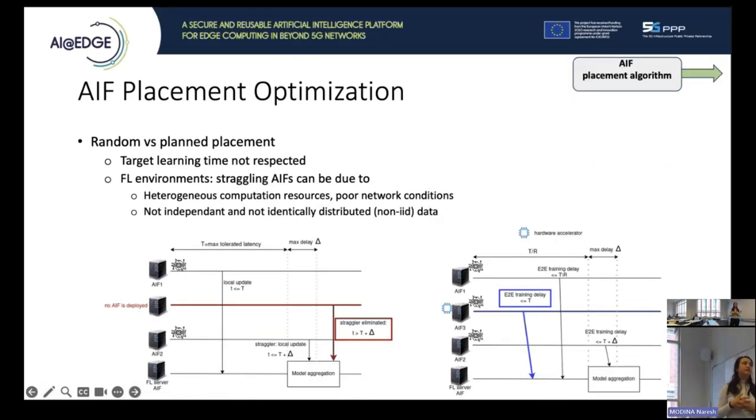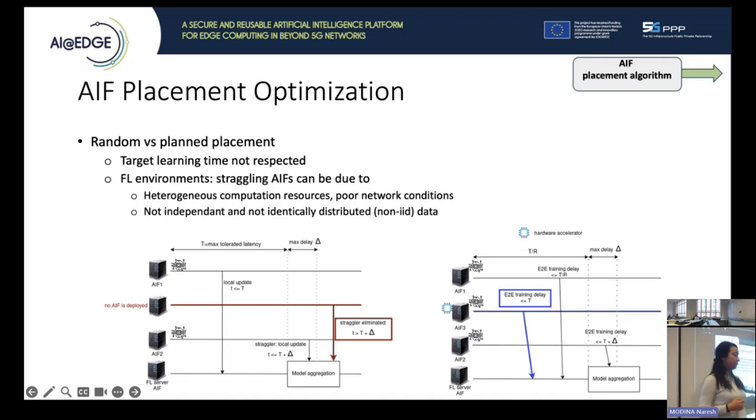Just to give another example of a random and a planned placement, imagine that you have a set of nodes and that you want to place some IAFs. Here, for example, we have done a random placement of these IAFs. If you want to do some retraining of the network in real time, it means that we have a target learning time that we should not exceed. In that case, we can consider it as tau plus delta. With the random placement, we have chosen three nodes to place our IAFs. We can see that the second node couldn't respect this target time because maybe it doesn't have enough resources in order to respect it.